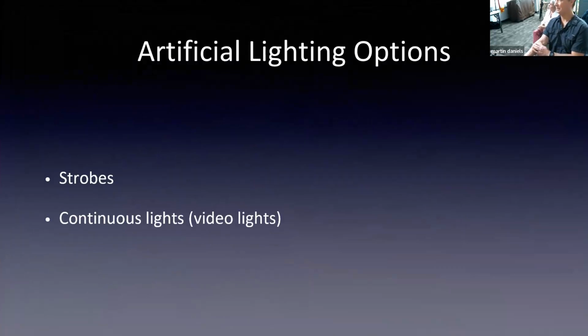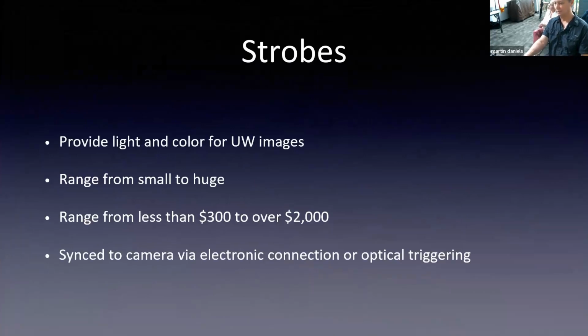So artificial lighting options: basically you have underwater strobes or continuous lights, often referred to as video lights. This is real basic, so I'm going to go real fast on this. Strobes come in all different shapes and sizes. The cheapest ones run about 300 bucks. The most expensive ones I've seen are about 2,500 bucks. So it's a wide range. And you can sync your strobes with an optical sync cord or electrical sync cord.